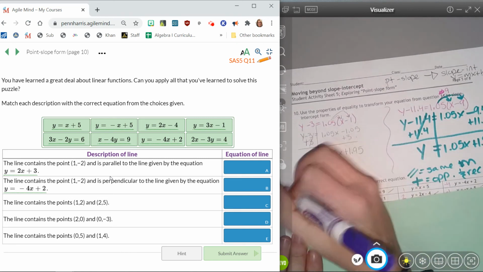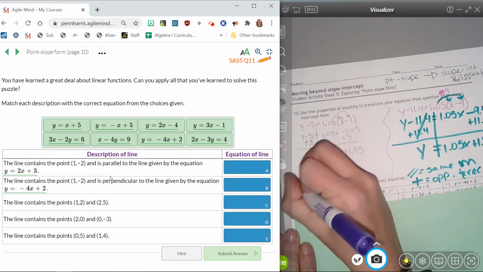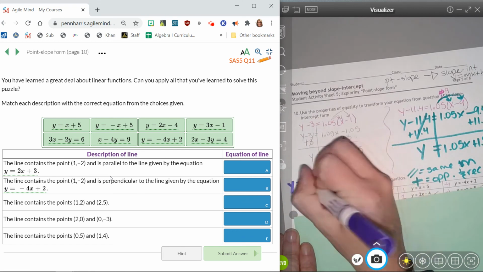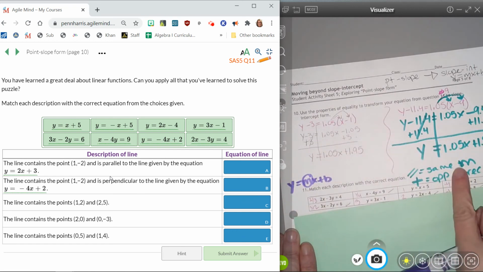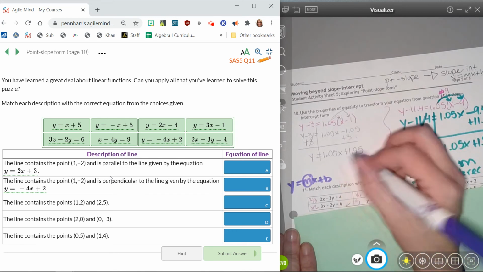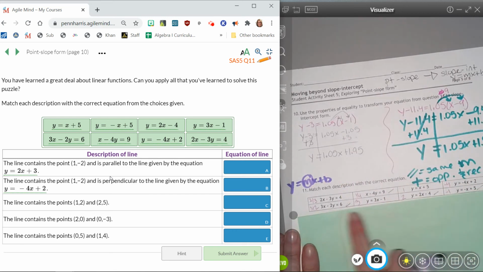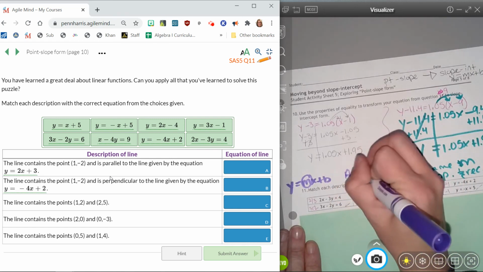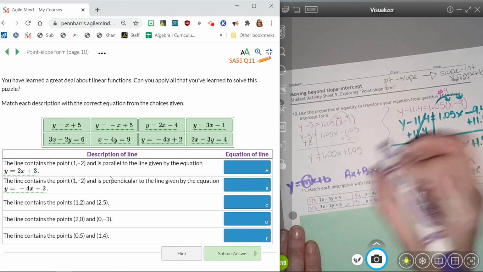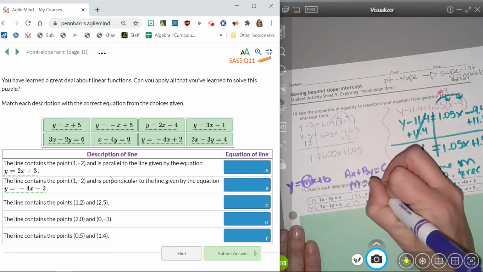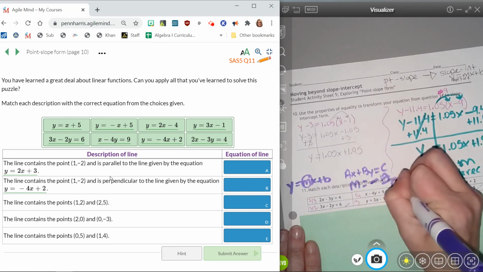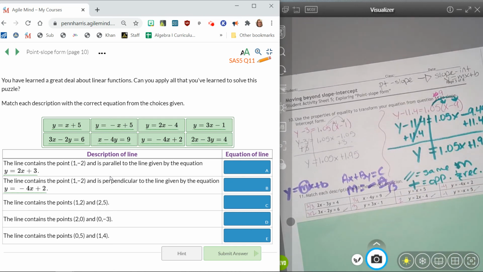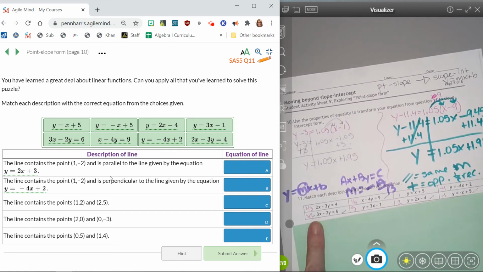Okay. I believe I also maybe talked to you guys about when something is in standard form. Or we have slope-intercept form, y equals mx plus b. That's our m, the slope that we're looking for. None of the equations here are like that. But if we are in standard form, ax plus by equals c, my slope equals the opposite of a divided by b.